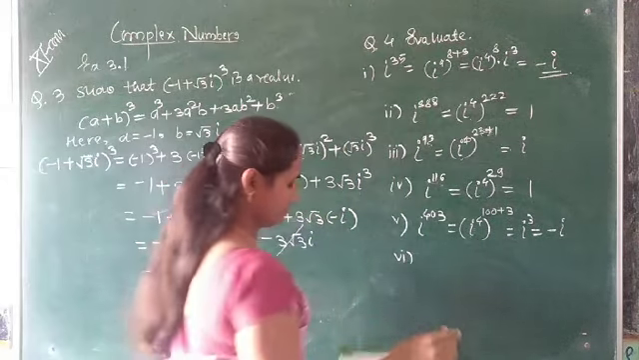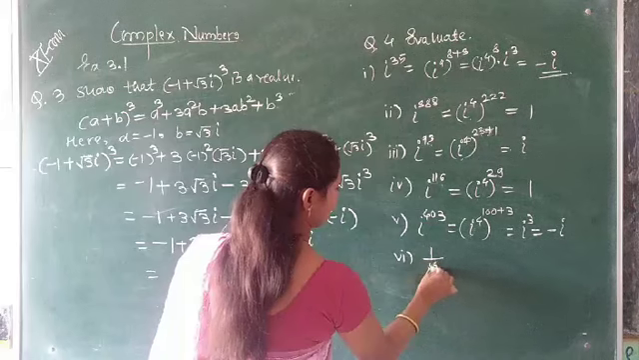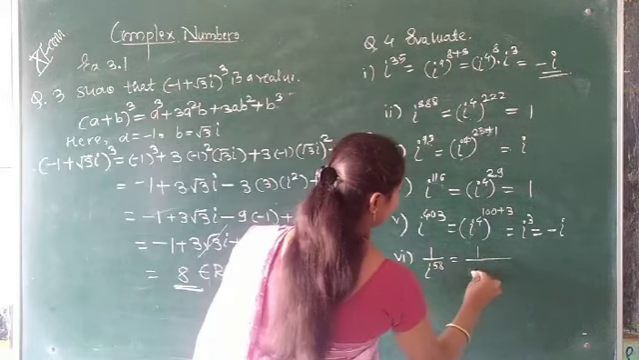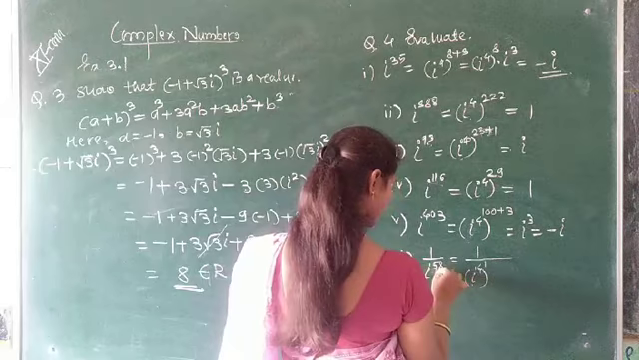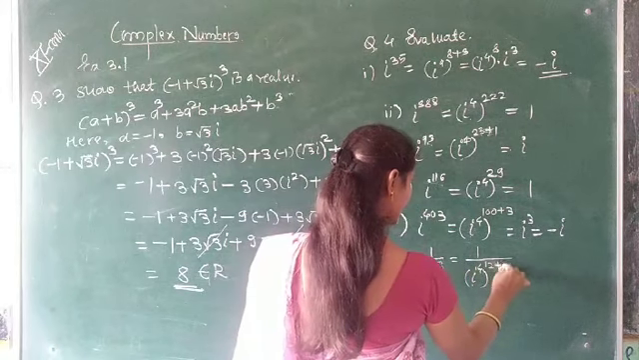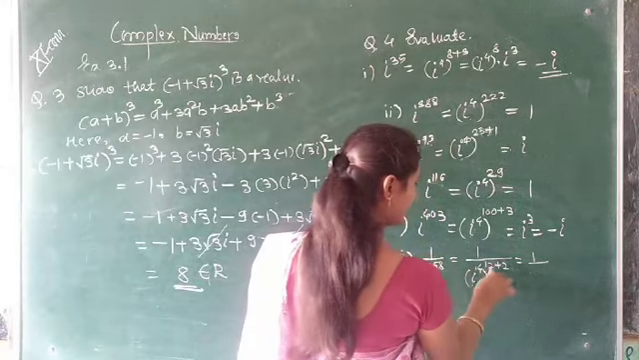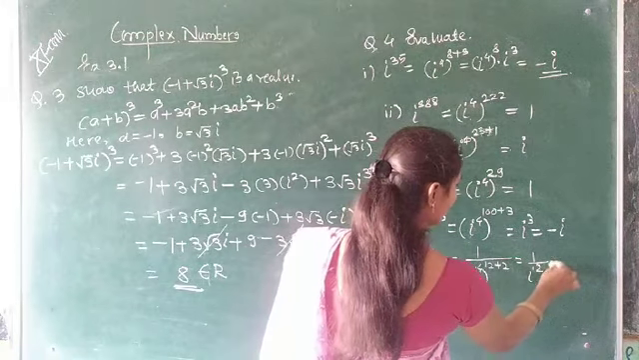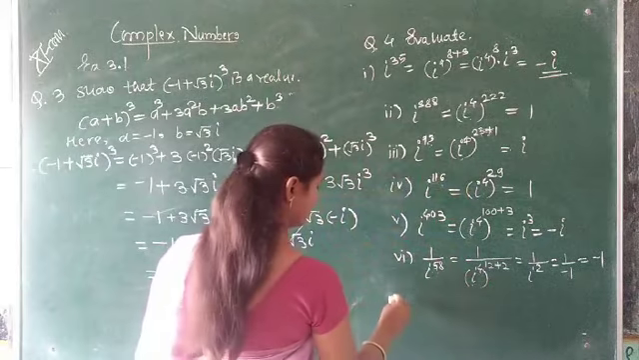Next, sixth one. 1 upon I raised to 58, that is 1 upon I raised to 4. 4 ones are 4, remains 1, and 4 twos are 16 plus 2, that means 1 upon I raised to 4, it become 1, and the I square, that is 1 upon minus 1, which is equal to minus 1.